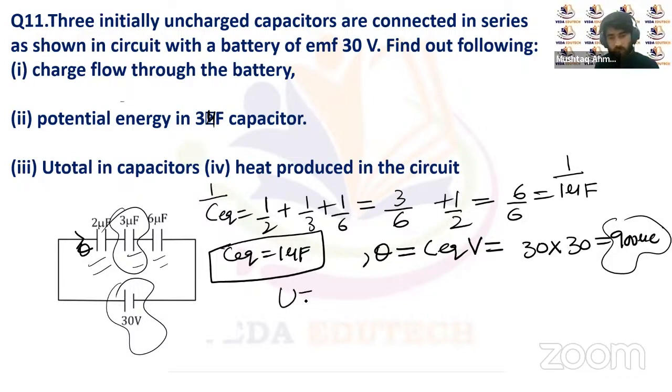So the energy here will be Q square over 2C. So you can just substitute the value of Q and C in this equation to calculate the potential energy in the 3 microfarad capacitor.